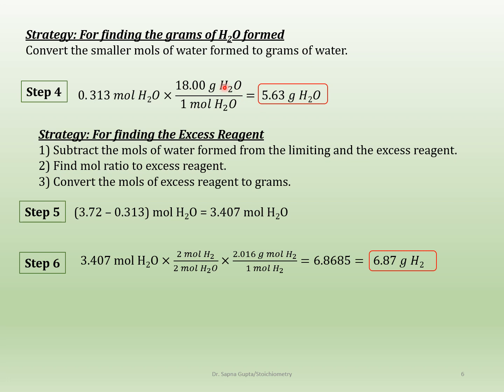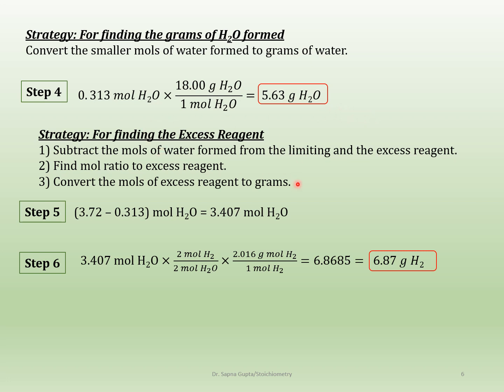Okay, so now for finding the mass of water, you just take the limiting reagent that you had and convert it to grams of water. Remember, mole ratio and everything is done. So it's just a matter of converting moles to grams. Okay, so your answer for this is the theoretical yield of water is 5.63.